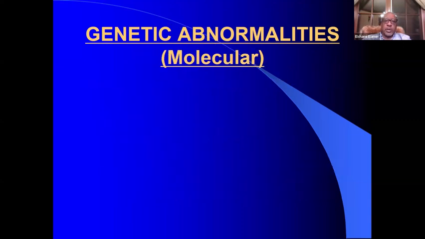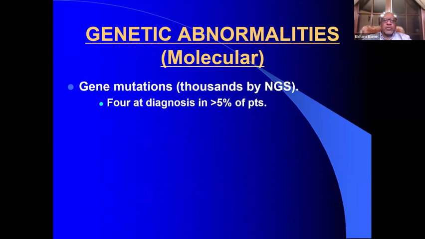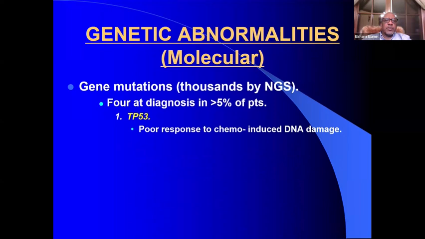The molecular genetic abnormalities are here. Gene mutations are present in CLL in the thousands. This is since the start of the use of NGS, next generation sequencing. So they found there are thousands of gene mutations. Here are the four most common ones, which are present in more than 5% of patients with CLL. The TP53, remember, the TP53 is from the deletion 17p. So this is the gene itself.